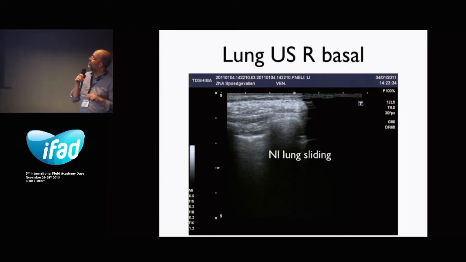I had dropped my probe a few weeks before, and half of the probe was gone. My boss was not very satisfied. But this is normal lung sliding.